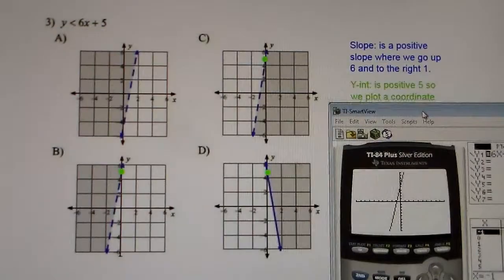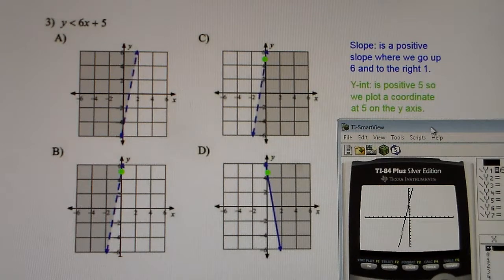So we know that's our graph. I'm going to move it over to the side here in the bottom right corner. So that's what our picture looks like. We know it's not D, but it could be A, B, or C, because that's what the pictures look like.